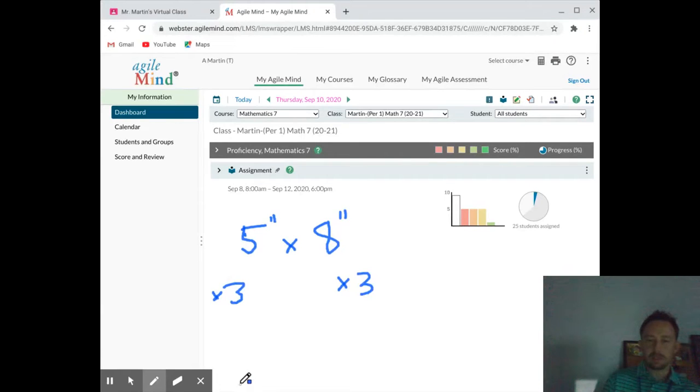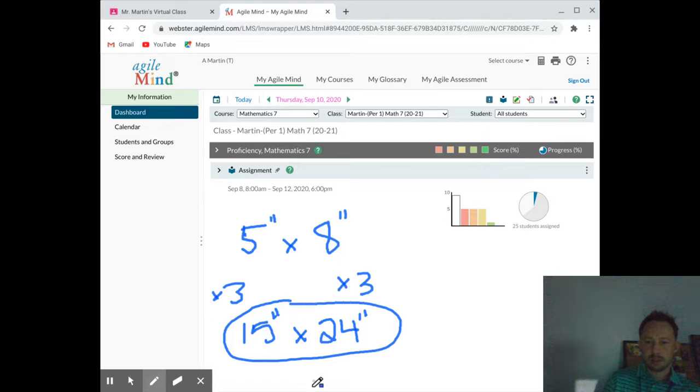So what's 5 times 3? 15. Good. What's 8 times 3? 20. Good. So does everybody see what the new dimension would be? Anybody got a question about how that works? All right, let's go to B. Jacaden, read B for us.